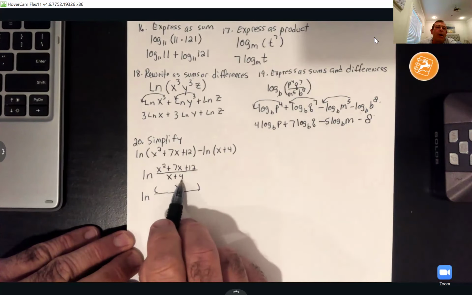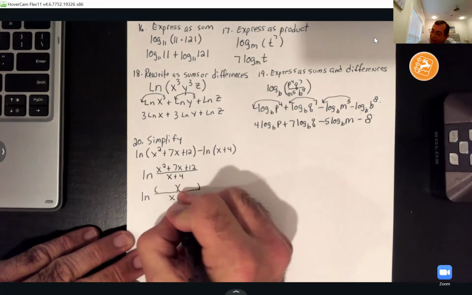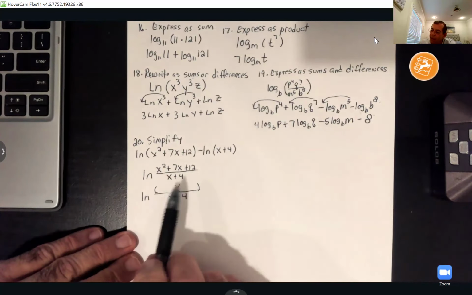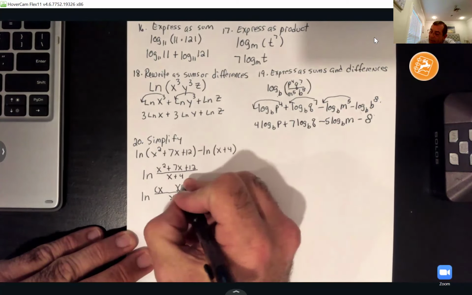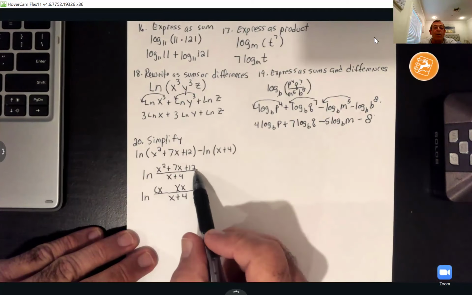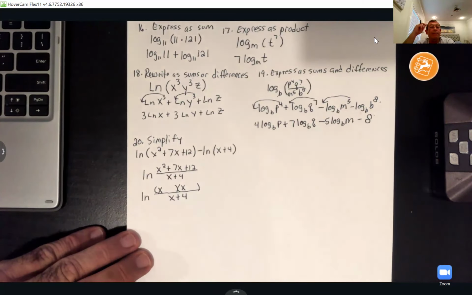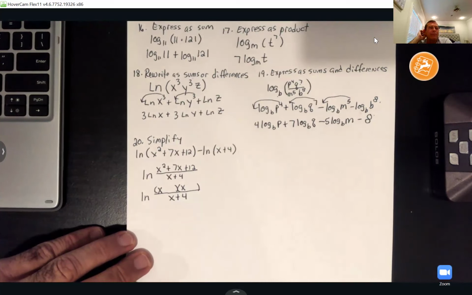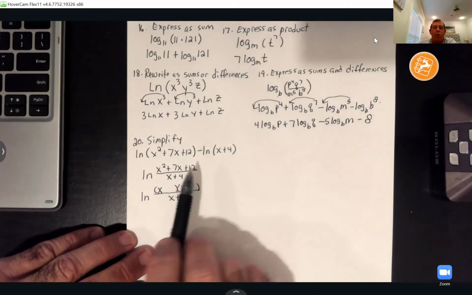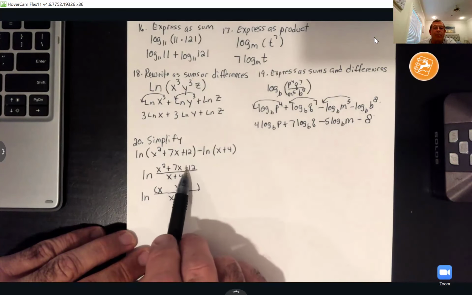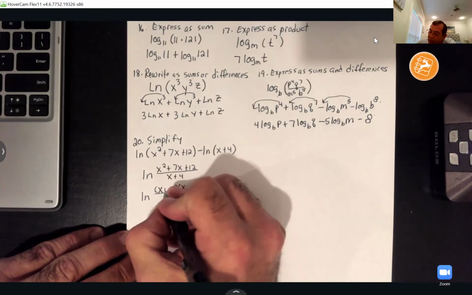Now, all we got on bottom is the x plus 4, so we cannot do anything to that at the moment. But y'all, let's see what we get here. X squared is an x and an x. Give me factors of 12 that'll give me a 7. So 3 and 4, and they're both going to be positive, remember, because the last one's positive. They're both going to be positive like the middle.